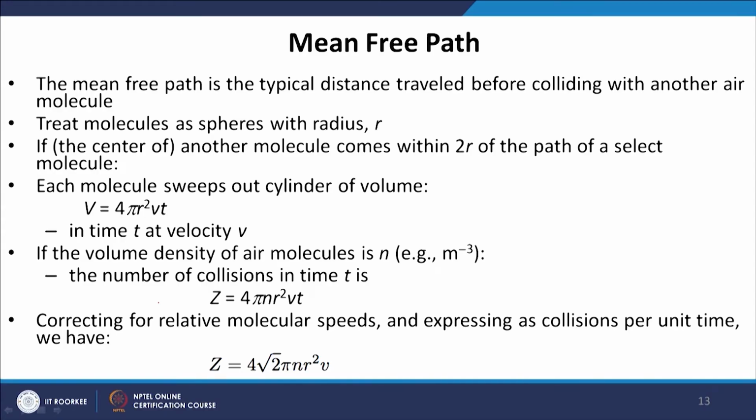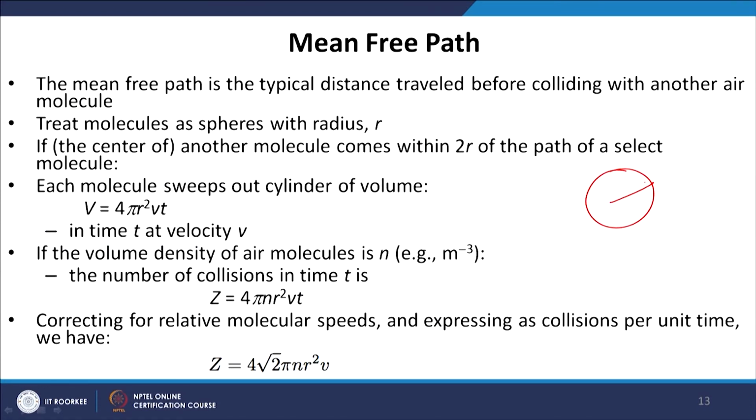So, the mean free path is the typical distance travelled before colliding with another air molecule. As we have defined earlier also, it is the distance the molecule can travel before it suffers a collision with another neighboring molecule. Treat the molecule as a sphere with radius r. So, consider that every molecule is now a sphere which has a radius of r.